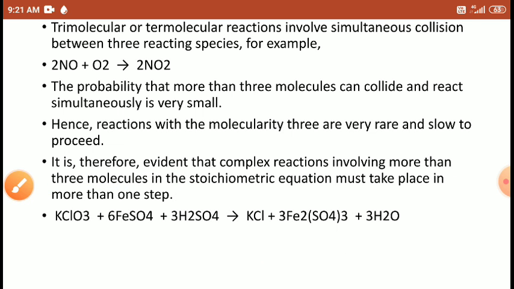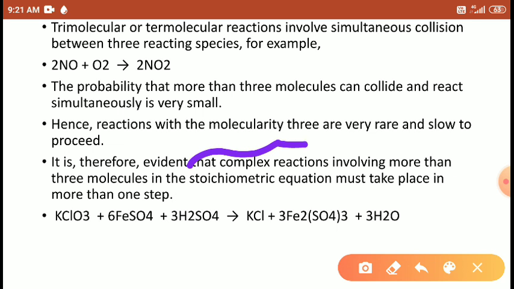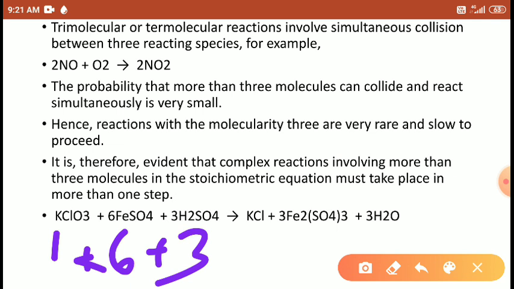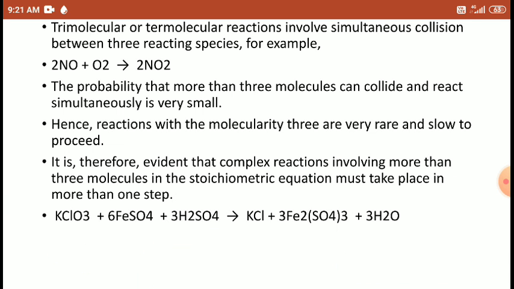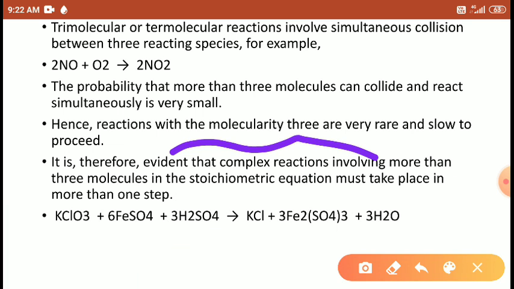Right, students? Last year we saw many reactions in organic chemistry, written as step 1, step 2, step 3, because they are so complex. Complex reactions with more than three reacting species are written as more than one step, step 1, step 2, step 3, like this. Here, 1 mole of KClO3, 6 moles of ferrous sulfate and 3 moles of sulfuric acid make a total of 10 moles. Such reactions take place very slowly and are very complex. Yes, students.